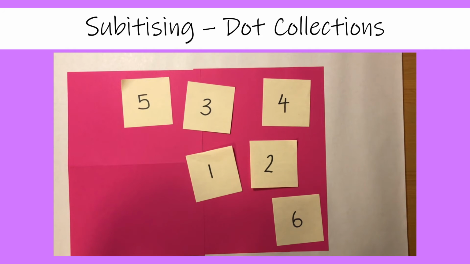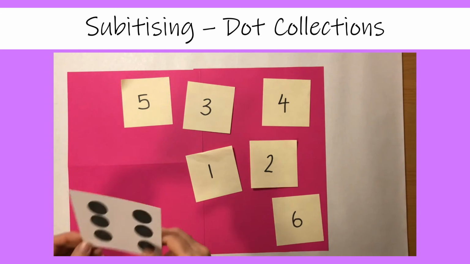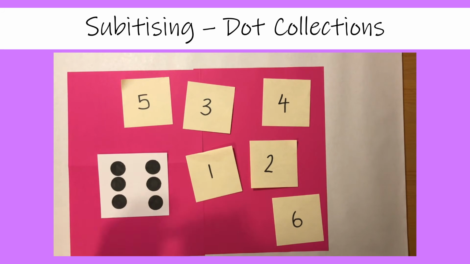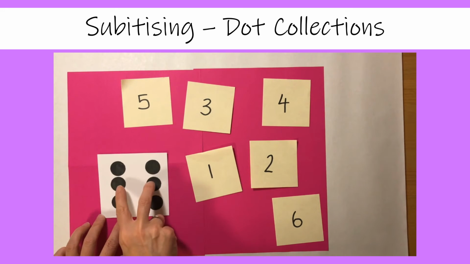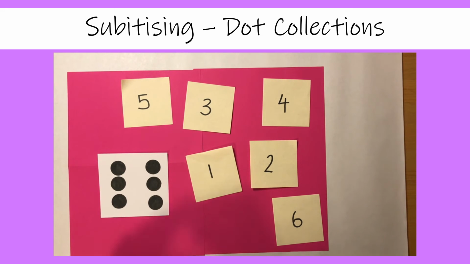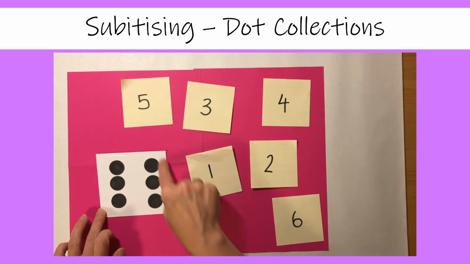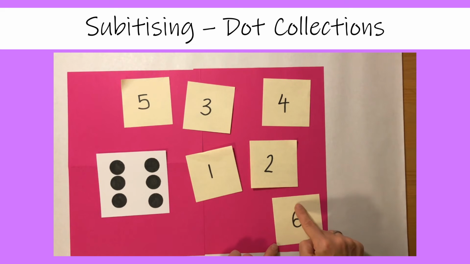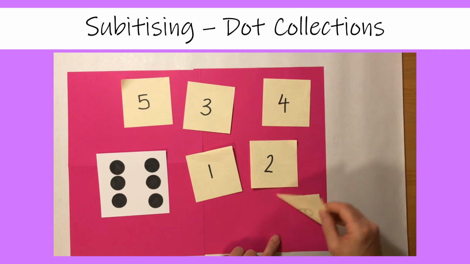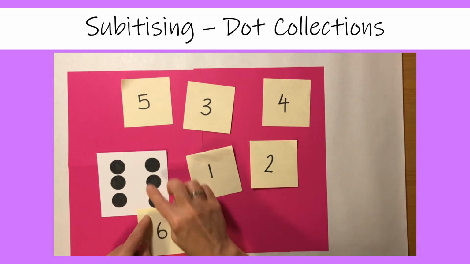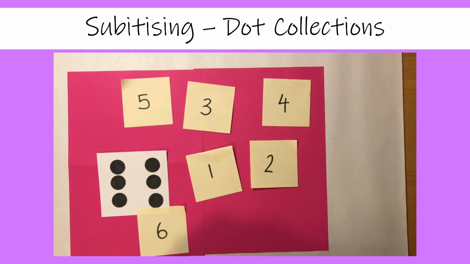What did you see? Yes, I can hear you. 6. And which numeral represents 6? Yes, this one here. So there we have 6 dots. Look, 2, 4, 6. Or 1, 3, and another 3, which is 6 altogether. And here we have the numeral 6. And that's how we record that quantity using symbols.